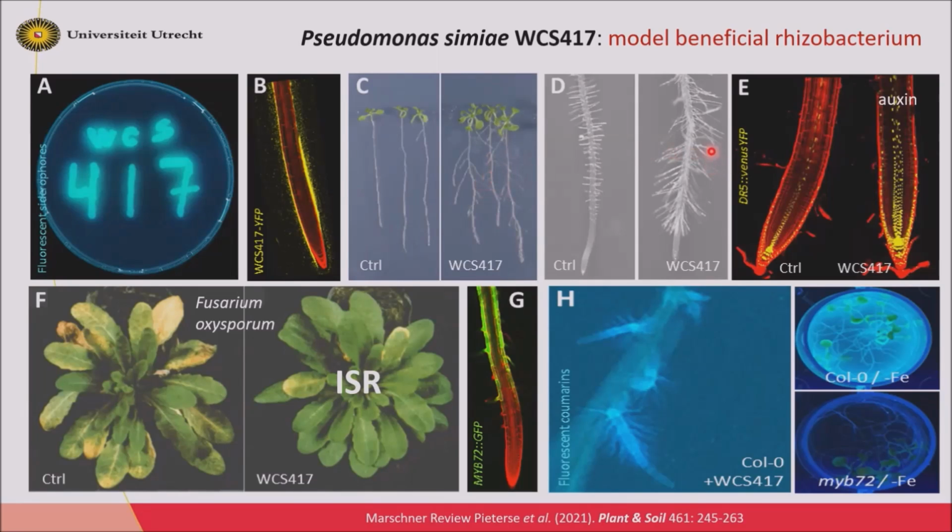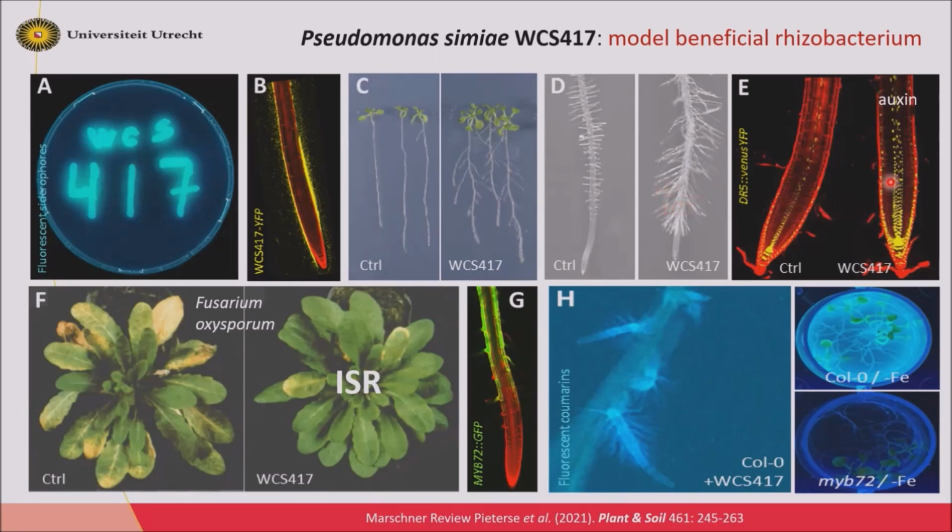Also, the root hairs are longer when they are colonized by Pseudomonas bacteria, indicating that there's more surface area for the plant to take up water and nutrients, and this leads to a plant growth promotion that is typical for these Pseudomonas bacteria.